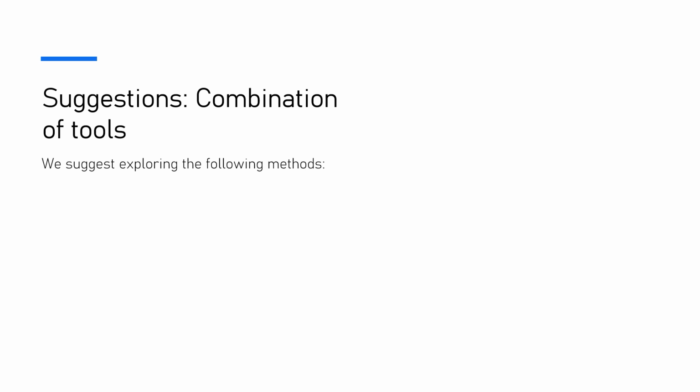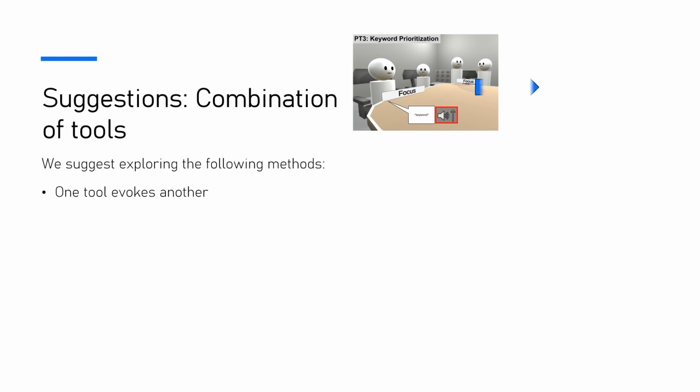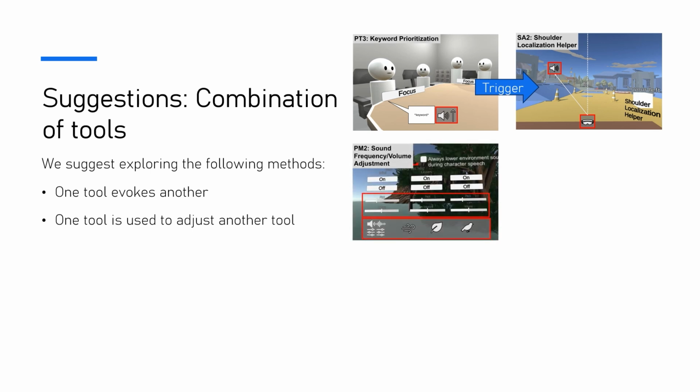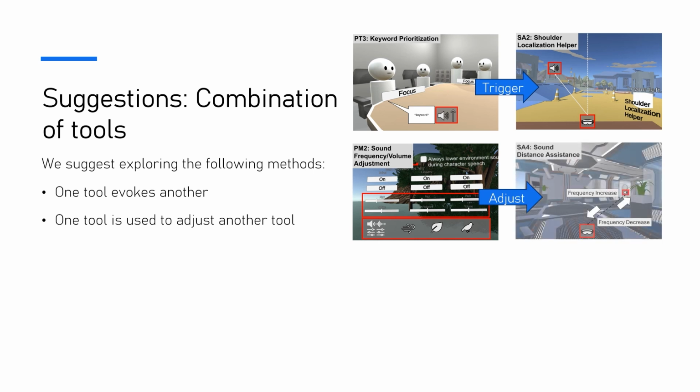We suggest exploring the following methods of combining the tools. The first method involves using one tool to trigger another that adds to the functionality of the first one, like keyword prioritization triggering the shoulder localization helper to locate the source of the keyword. The second method uses one tool to adjust the sound elements of another tool, like using the frequency adjustment tool to adjust the frequency range of sound distance assistance.